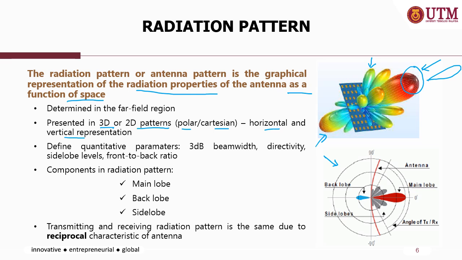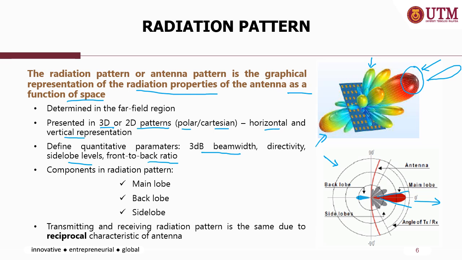The components that can be measured from the radiation patterns are the 3D beam width, for example, this is the beam width, and then the directivity, the intended direction, whether it's pointing to the front at 0 degree or at an elevation angle of 30 degree, and so on. And then we can have the side lobe levels as well, the front to back ratio, and others.